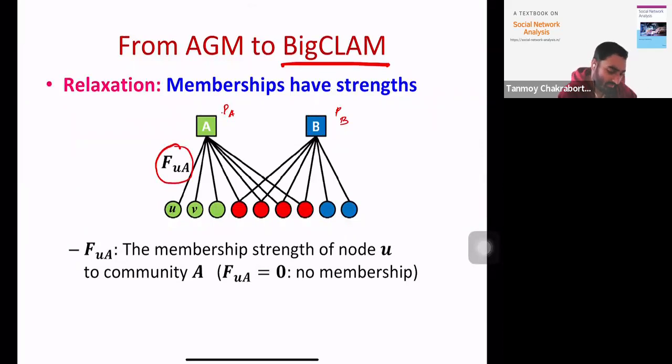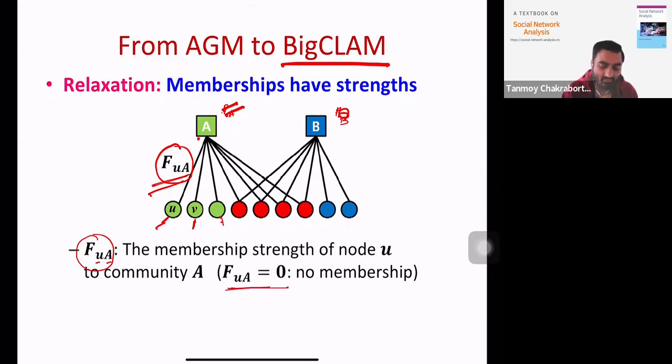I define a quantity called FUA. Forget about PA, PB; we define a new quantity FUA. FUA is the membership strength of a particular node U to community A. Now, I'm forgetting about the community-centric probability. This is a node-community centric measure. For a particular U with respect to a particular A, this is the membership of U to A. Similarly, we have the membership of V for A, membership of other nodes to A, and so on. So I'm assigning a community membership to every node with respect to a particular community.